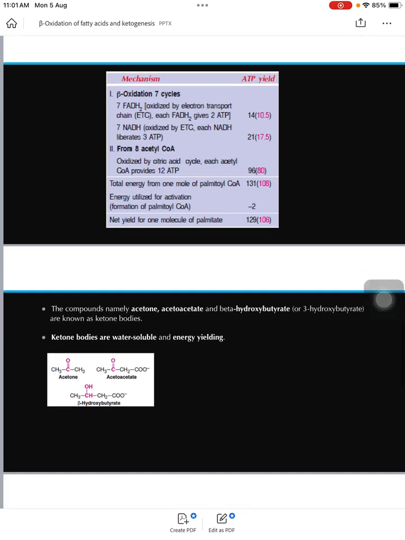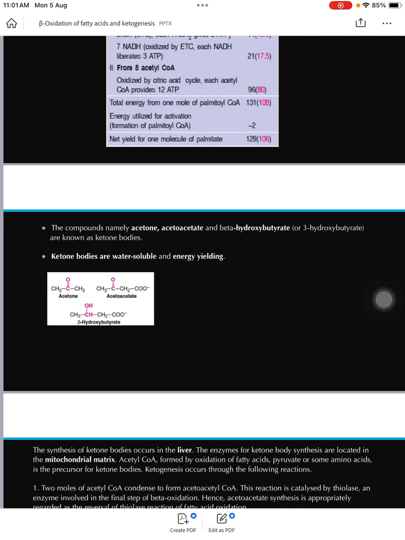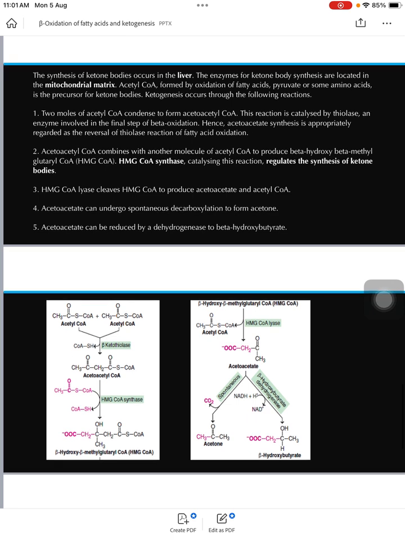Next one, ketogenesis. The compounds, namely acetone, acetoacetate, and beta-hydroxybutyrate, are known as ketone bodies. And these ketone bodies are water-soluble and energy-yielding. Synthesis of ketone bodies, or ketogenesis. The synthesis of ketone bodies occurs in the liver. The enzymes for ketone body synthesis are located in mitochondrial matrix. Acetyl-CoA formed by the oxidation of fatty acids, pyruvate or some amino acids is the precursor for the ketone body synthesis.